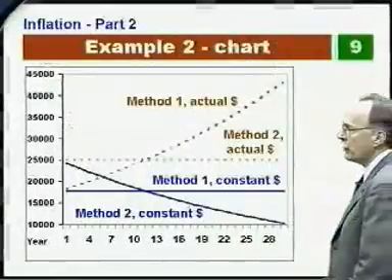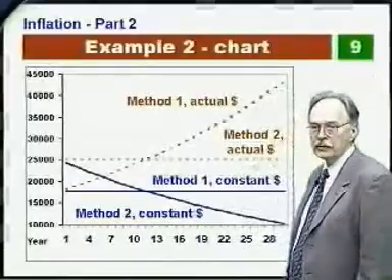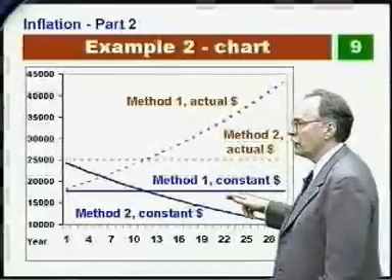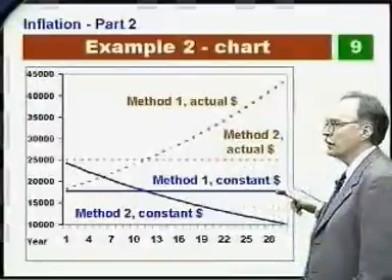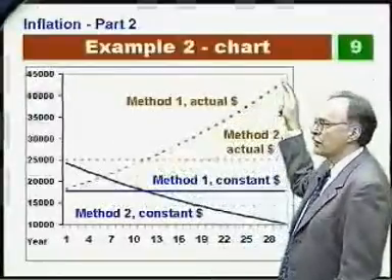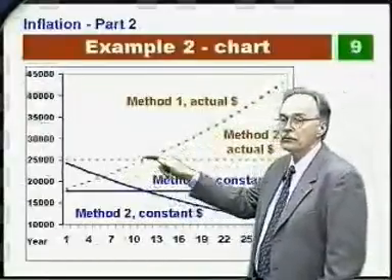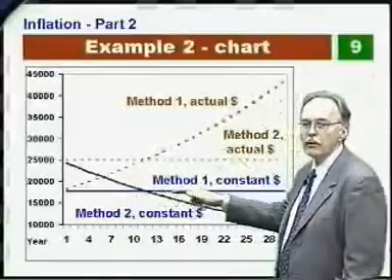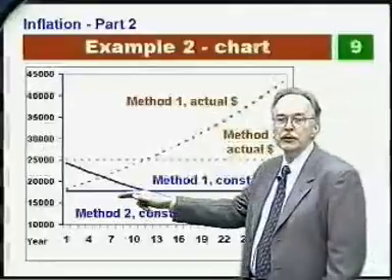This chart shows both the constant dollar valuation of the series of deposits and the actual dollars. Let's look at the constant dollar series for method 1. Method 1, we're putting in the same constant dollar amount. The curve that rises to the top here is the actual dollar series for method 1. So while we're depositing greater and greater amounts every year, in purchasing power, we're suffering the same amount. We're giving up the same consumption utility every year.